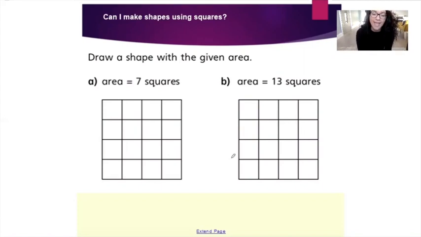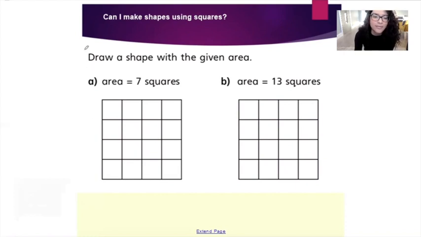Now this question, draw a shape with the given area. So for part A, we have an area of 7 squares that we need to make. And then for part B, we need to make a shape that has an area of 13 squares. So pause this video, have a go at drawing a shape with 7 squares, drawing a shape with 13 squares, and then when you unpause the video, you will see what I decide to do with my shape. Off you go.